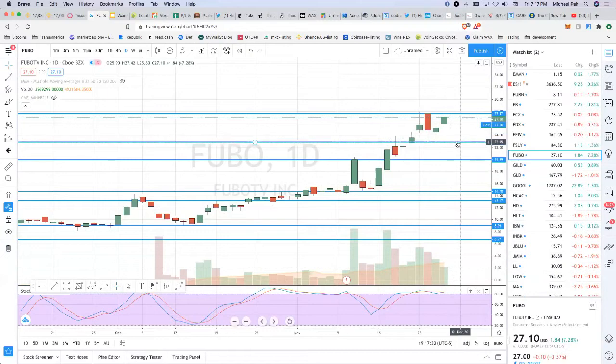So I can say, hey, if it gets back down here, I want to buy the other half if I'm doing it just in halves, or if I'm doing it in thirds, buy a third here and maybe another third here. But scaling into a position has been helpful for me.